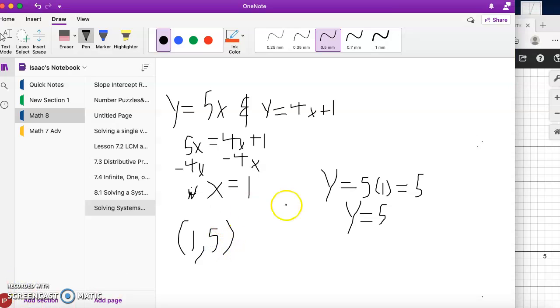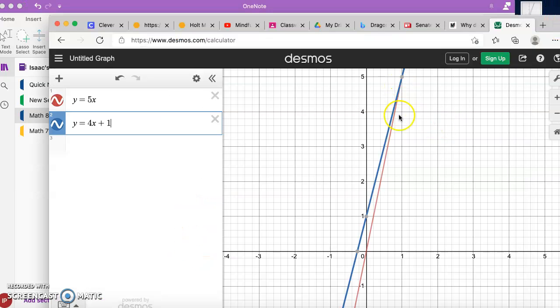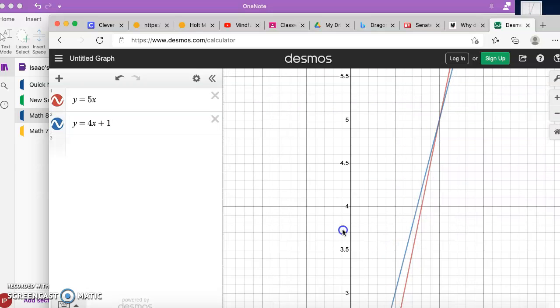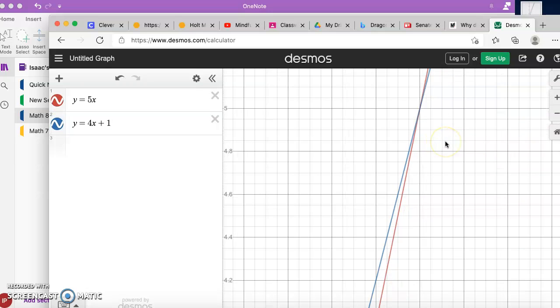Have any doubts about this? And you go, I don't know, is that really the point where they come together on a graph? Well, here are these two equations on a graph. You see that gray dot right there? That's where they come together. 1, 5. I know you have to sort of zoom in to see that that's where they come together, but it is.